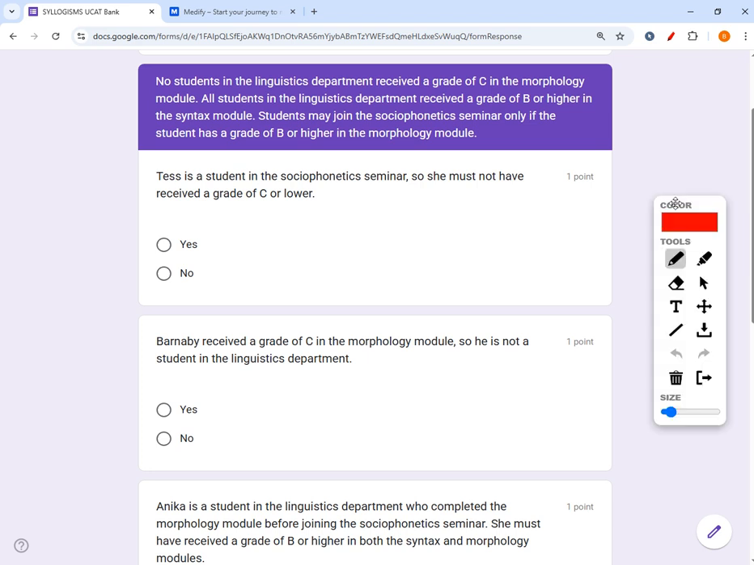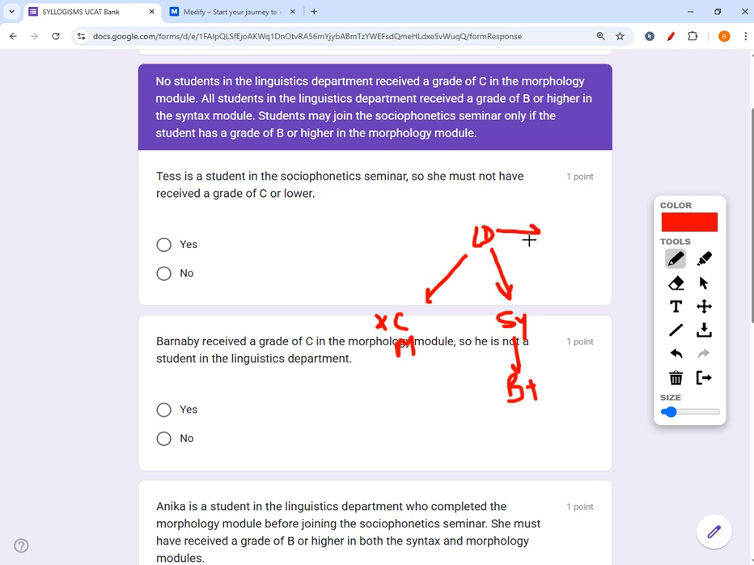The name of the game is tree diagrams, exclusively tree diagrams. Whenever it says no students, clearly no students in the linguistic department received a grade C in morphology. All students in the linguistic department received a B plus in syntax. So in syntax, everybody got B or higher.